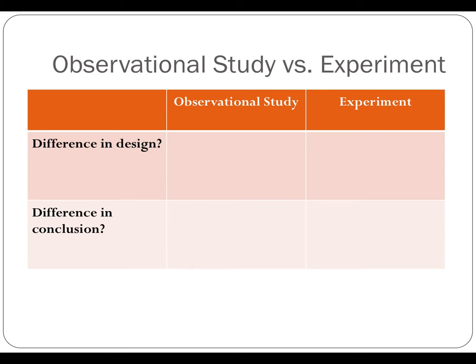Correlation versus causation. Experiment shows causation. Observational study shows correlation. Okay, when can you generalize to an entire population?